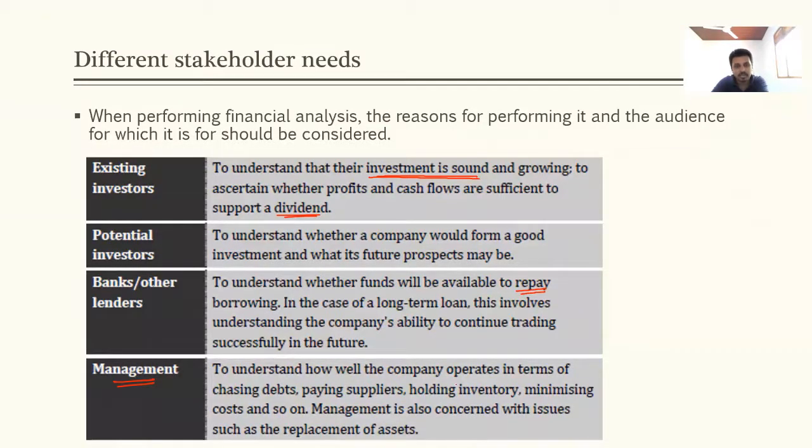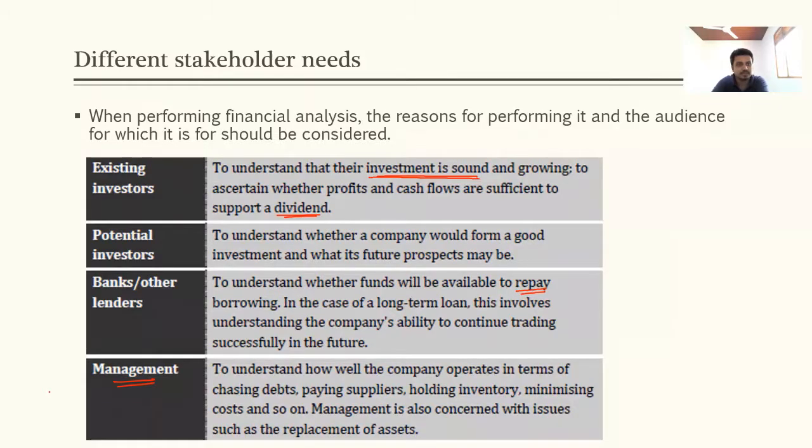And how are their operations in terms of debts? In terms of suppliers, how they need to deal with them. In terms of debtors, how they need to deal with them. What are the terms and conditions that need to be amended with respect to debtors and suppliers, about holding the inventory? These things can be understood well by analyzing these financial ratios.